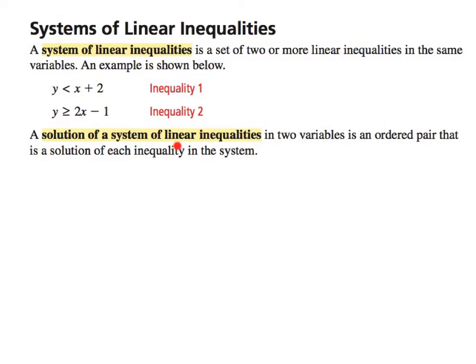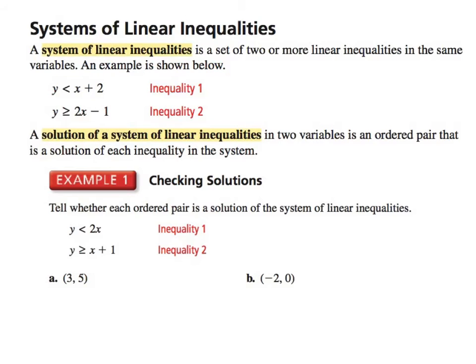Now, a solution of a system of linear inequalities in 2 variables is an ordered pair that would make both inequalities true. So if we start with example 1, which is super easy, you want to tell whether each ordered pair is a solution of the system. So you just plug them in. If we plug in the first one, 5 is less than or equal to 6. That is true. And the second one is 5 is greater than or equal to 3 plus 1, which is 4. That is also true. So the first one is a solution.